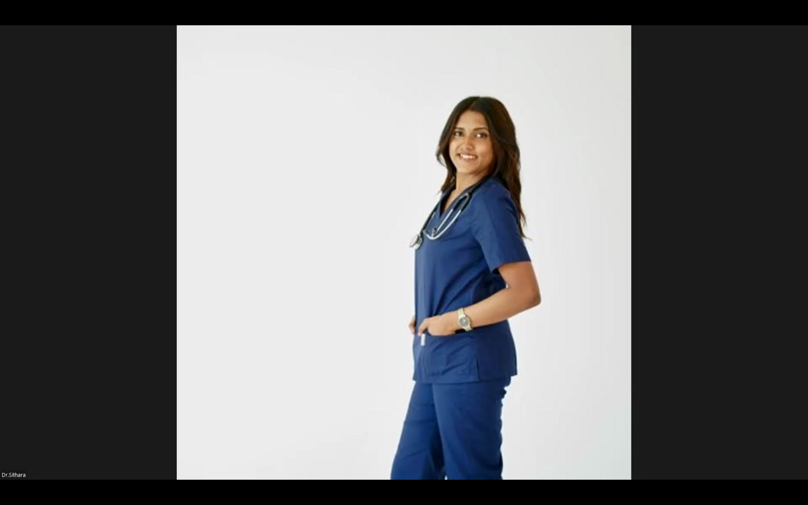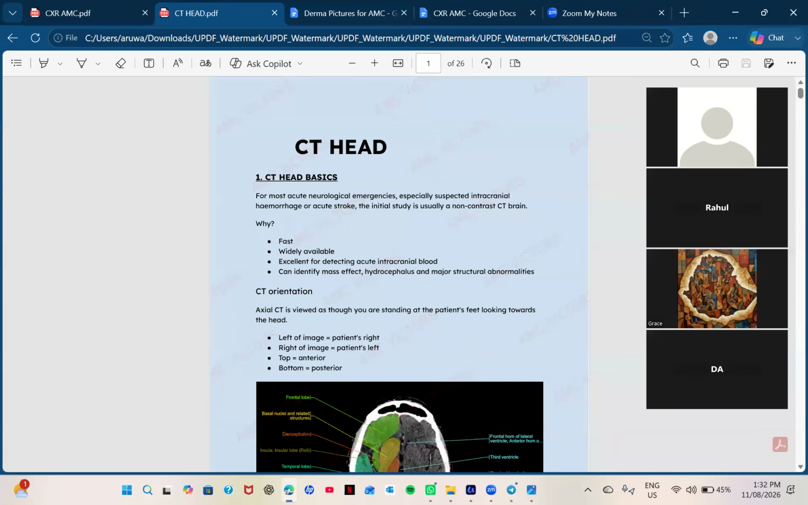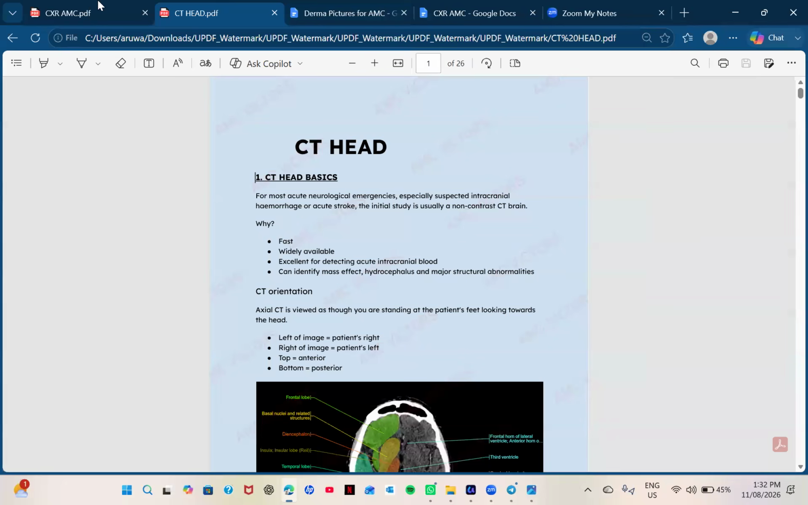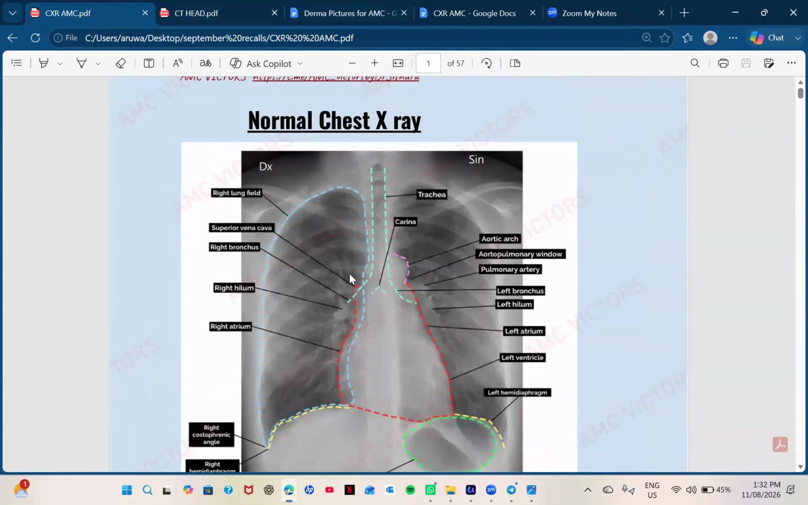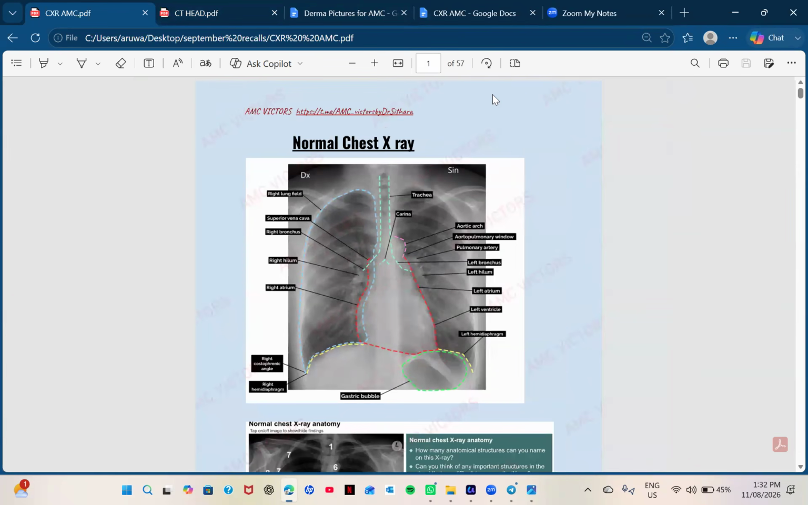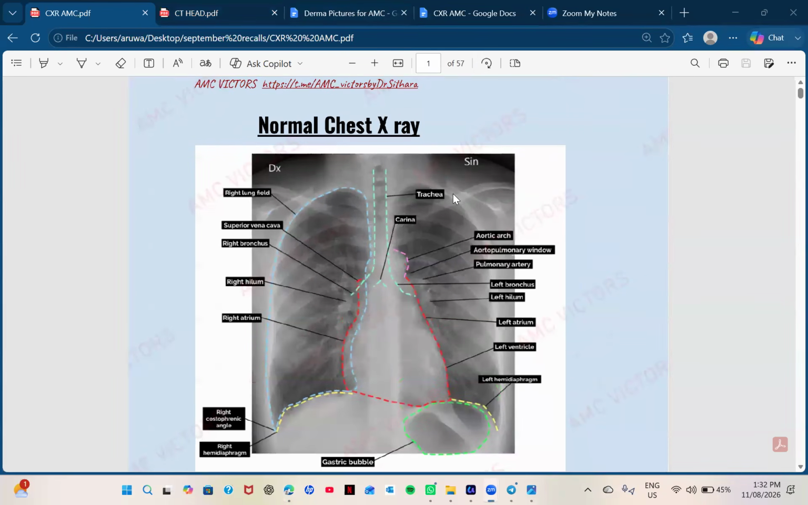So we'll start from chest X-ray, okay? This is not a very descriptive one. So I'll quickly go through, okay? Because we don't have much time with the August doctors. They just need a quick revision, right?